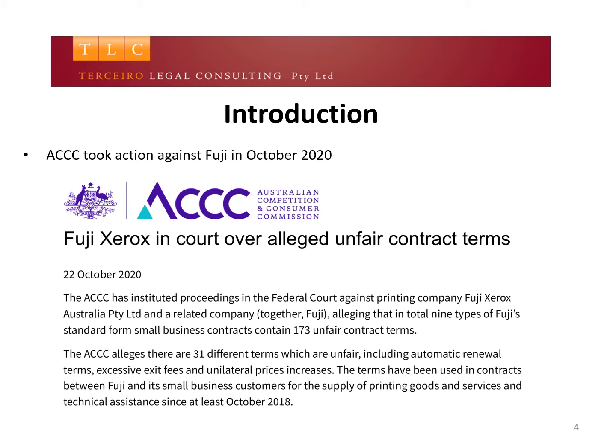Now, the ACCC took legal action against Fuji back in October 2020, and as you can see, the ACCC alleged that Fuji had a total of 9 different types of standard form contracts which they were offering to small businesses, which contained 173 unfair contract terms. And the ACCC alleged that of those 173 unfair contract terms, there were 31 different terms which they believe were unfair. So there's a lot of duplication, obviously, between different Fuji agreements. And they provided 3 examples of their concerns. Firstly was automatic renewal of terms, excessive exit fee terms, and unilateral price increase terms.